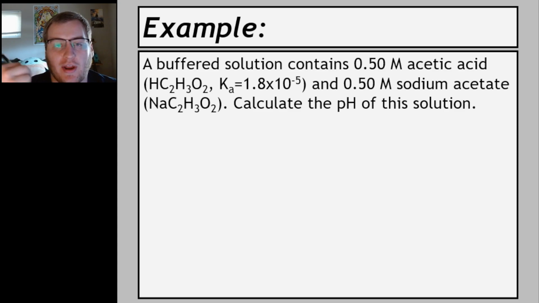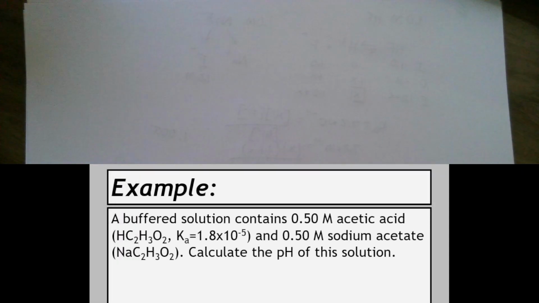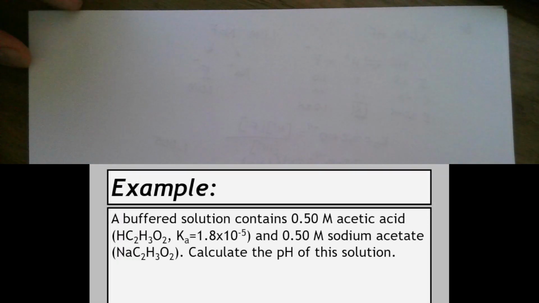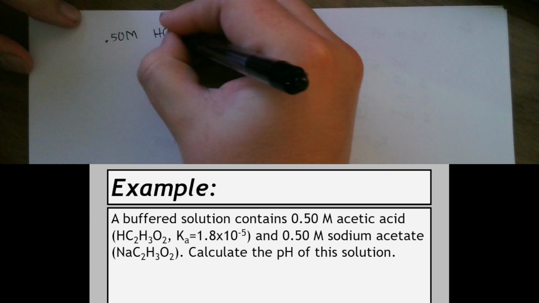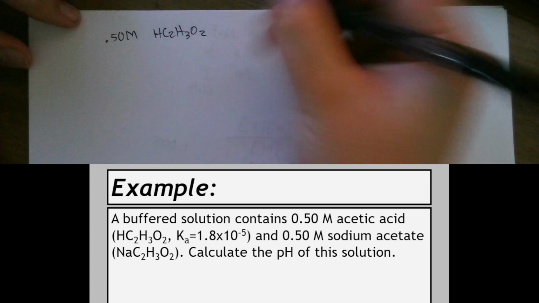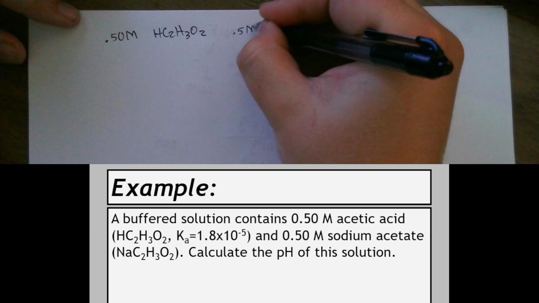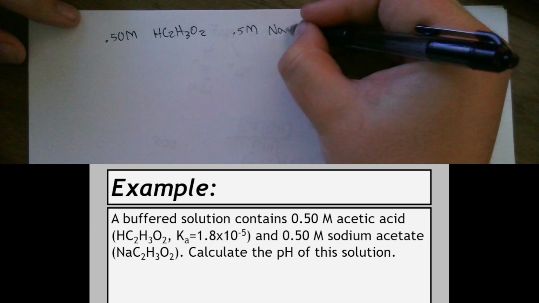You see they both share a common ion. They both have the acetate, C2H3O2. So acetic acid is the acid, and the acetate is the conjugate base pair that matches. And I want to find the pH of the solution. This is basically going to look like what we just did. So I have my acetic acid at 0.5 molar, HC2H3O2, and I have 0.5 molar sodium acetate.